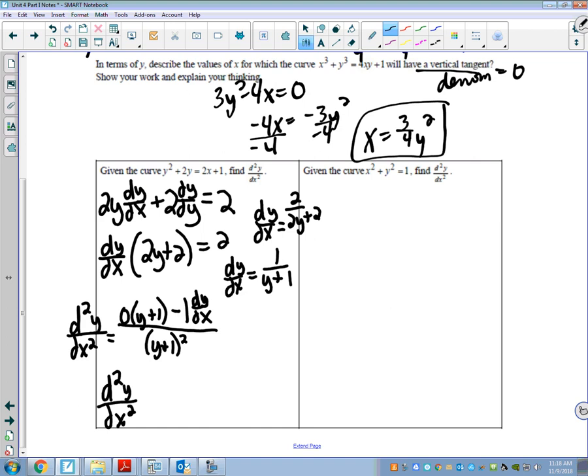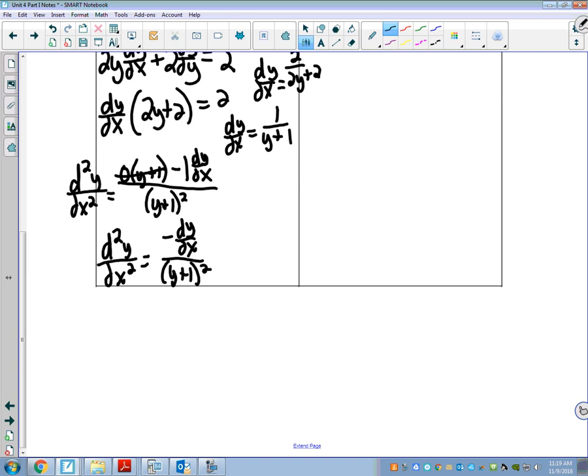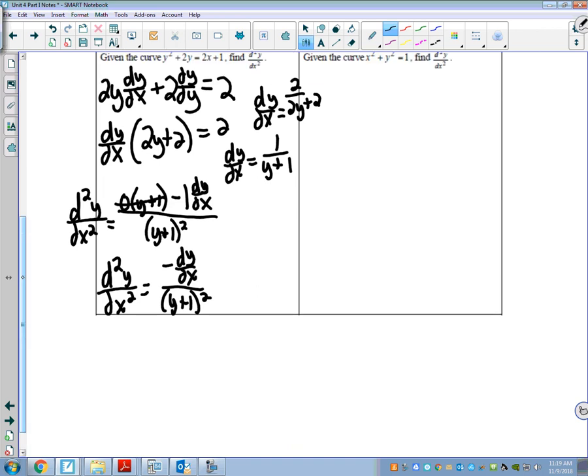So on the top here, 0 times this is just 0. So I just have negative dy/dx over y plus 1 squared. And you might think, well, that's all I can do. But you would be wrong, because we know that dy/dx equals 1 over y plus 1. So I can replace that. There's a negative there. So that would be negative 1 over y plus 1, over y plus 1 squared.